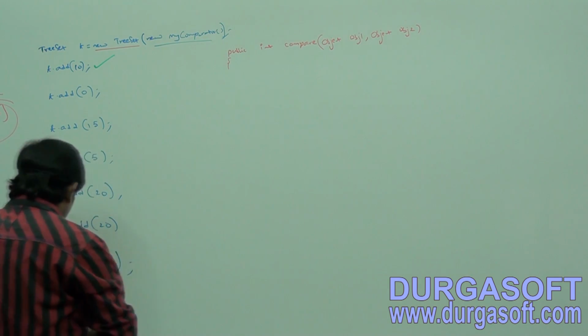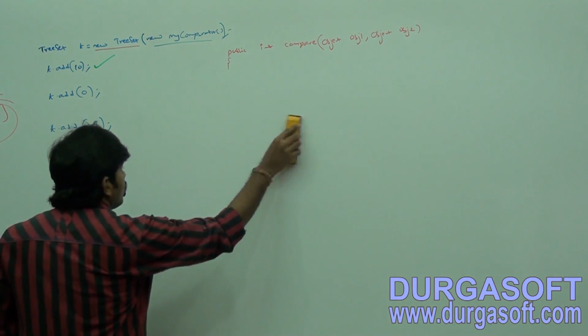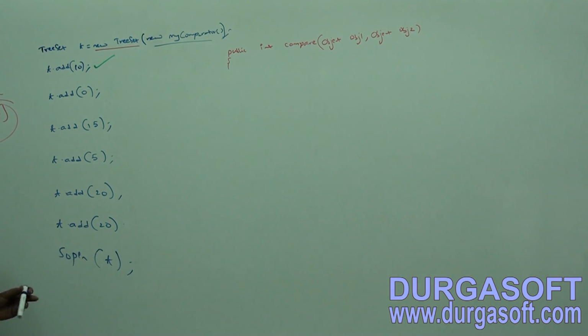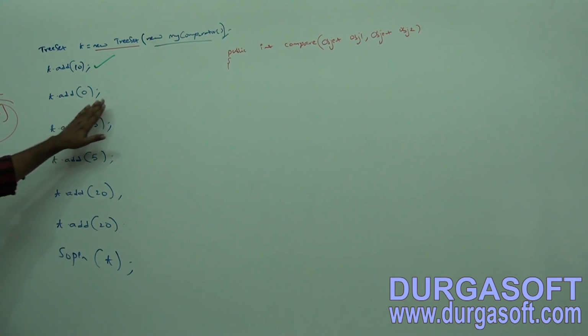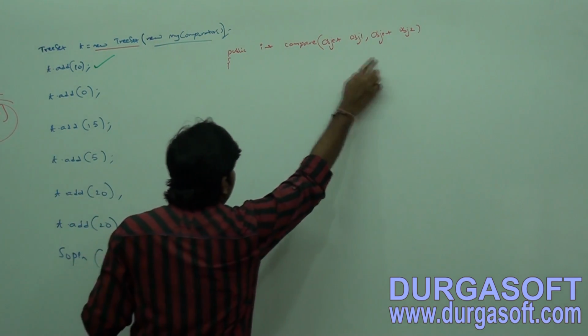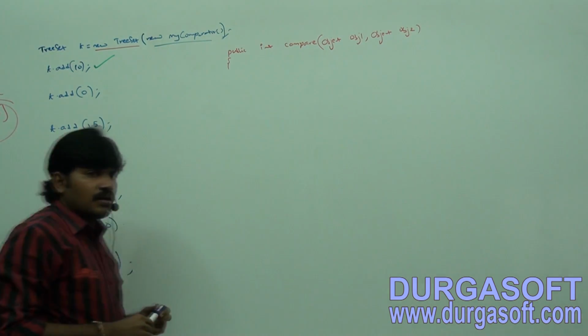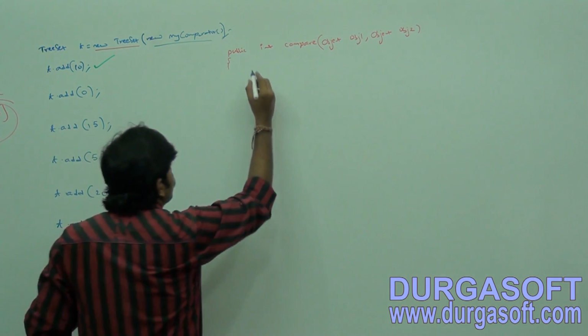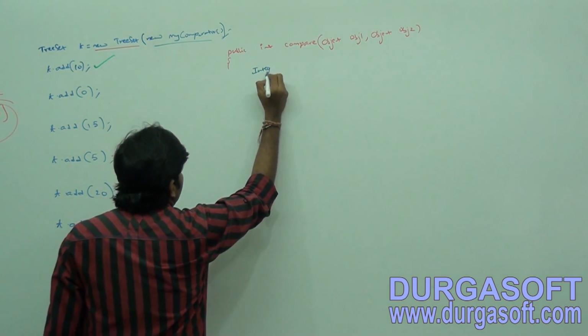Various possible implementations of the compare method. Okay, just observe this one. Which type of objects are we adding? Integer. Let me typecast to Integer form.